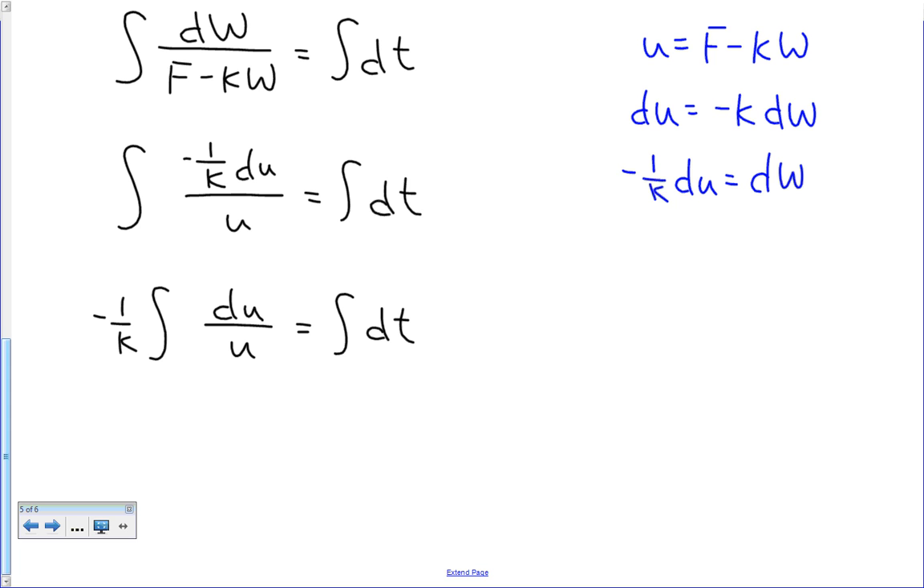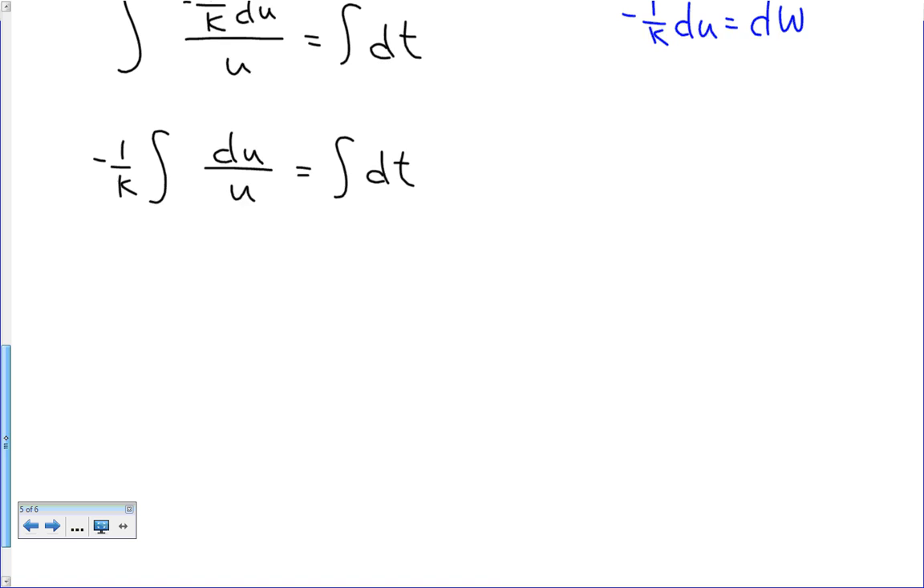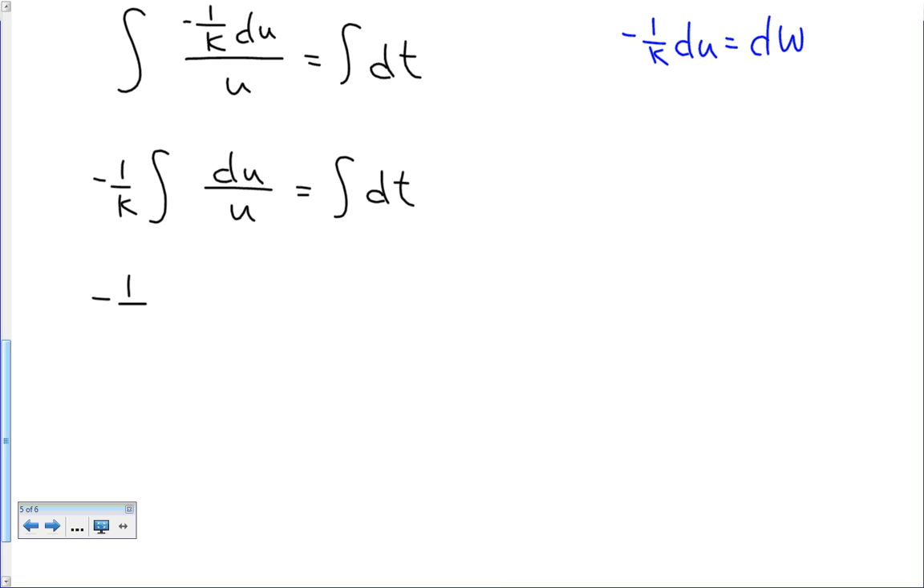That's what we learned in chapter 6. The antiderivative of that is our natural log function. So this is negative 1 over k times the natural log of the absolute value of u, and that's equal to the antiderivative of dt. There's really a 1 dt there, so the antiderivative of a constant is just the constant times your variable, so it's 1 times t, or I'll just write that as t. And we've been adding the constant of integration, the plus c, to one side of this equation, so we'll put it over there with the right side.